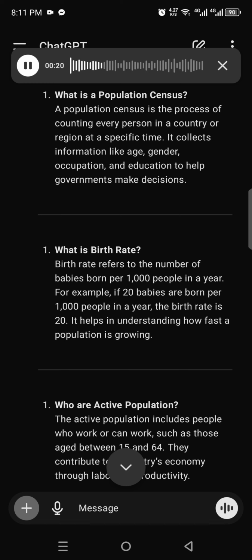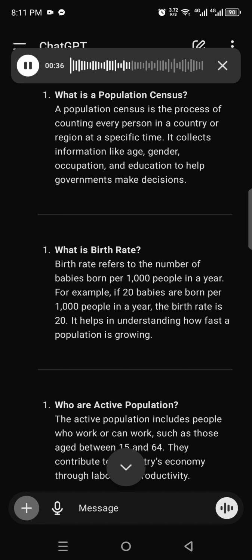2. What is birth rate? Birth rate refers to the number of babies born per 1,000 people in a year. For example, if 20 babies are born per 1,000 people in a year, the birth rate is 20. It helps in understanding how fast a population is growing.